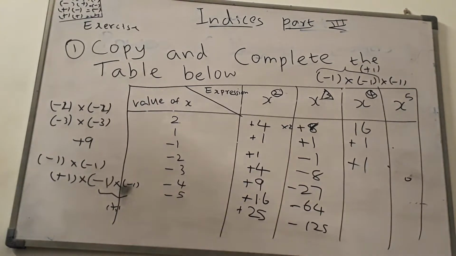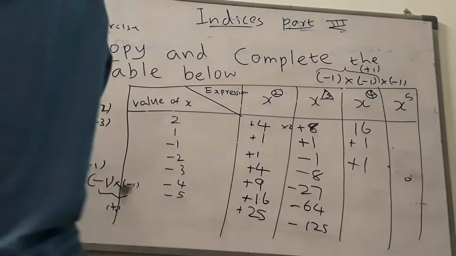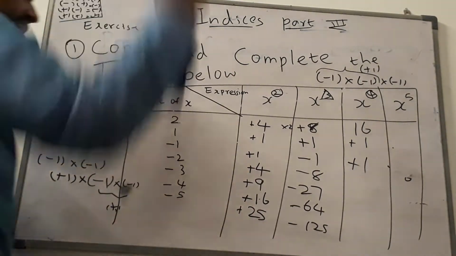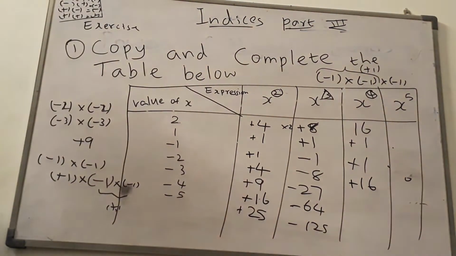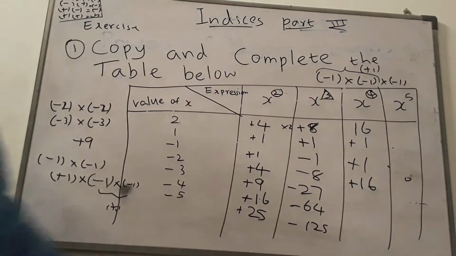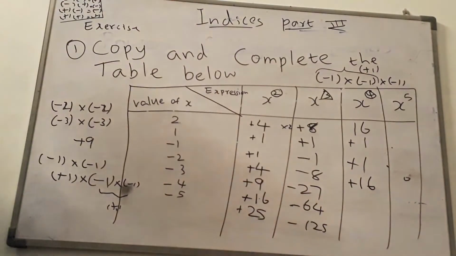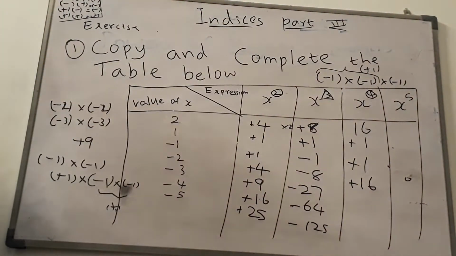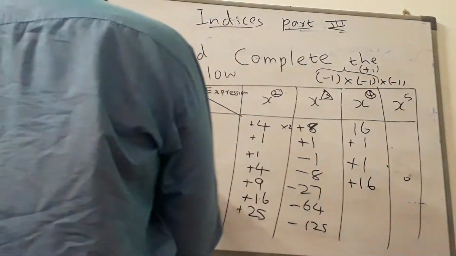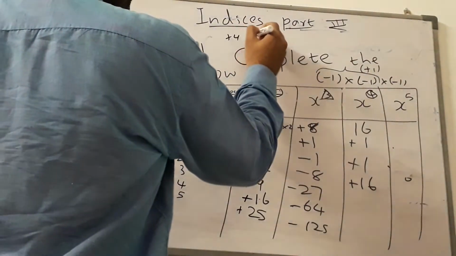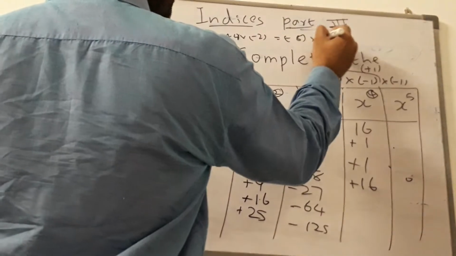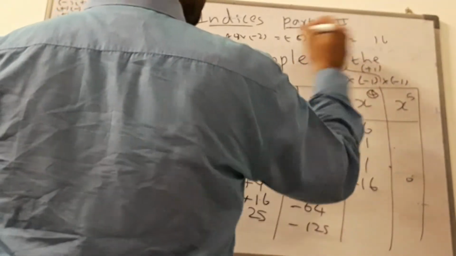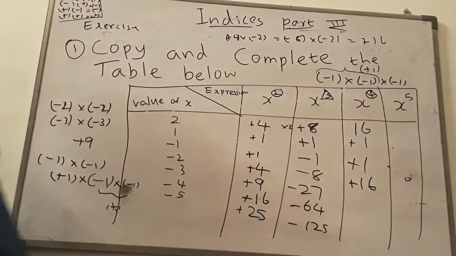Next is minus 2. Minus 2 times minus 2, plus 4. Plus 4 times minus 2, minus 8. Minus 8 times minus 2 means 16. That is also plus. Why? The index is an even number. So it will be minus 2 times minus 2, plus 4. Plus 4 times minus 2 means minus 8. Minus 8 times minus 2 means 8 times 2, 16. Minus times minus, plus.